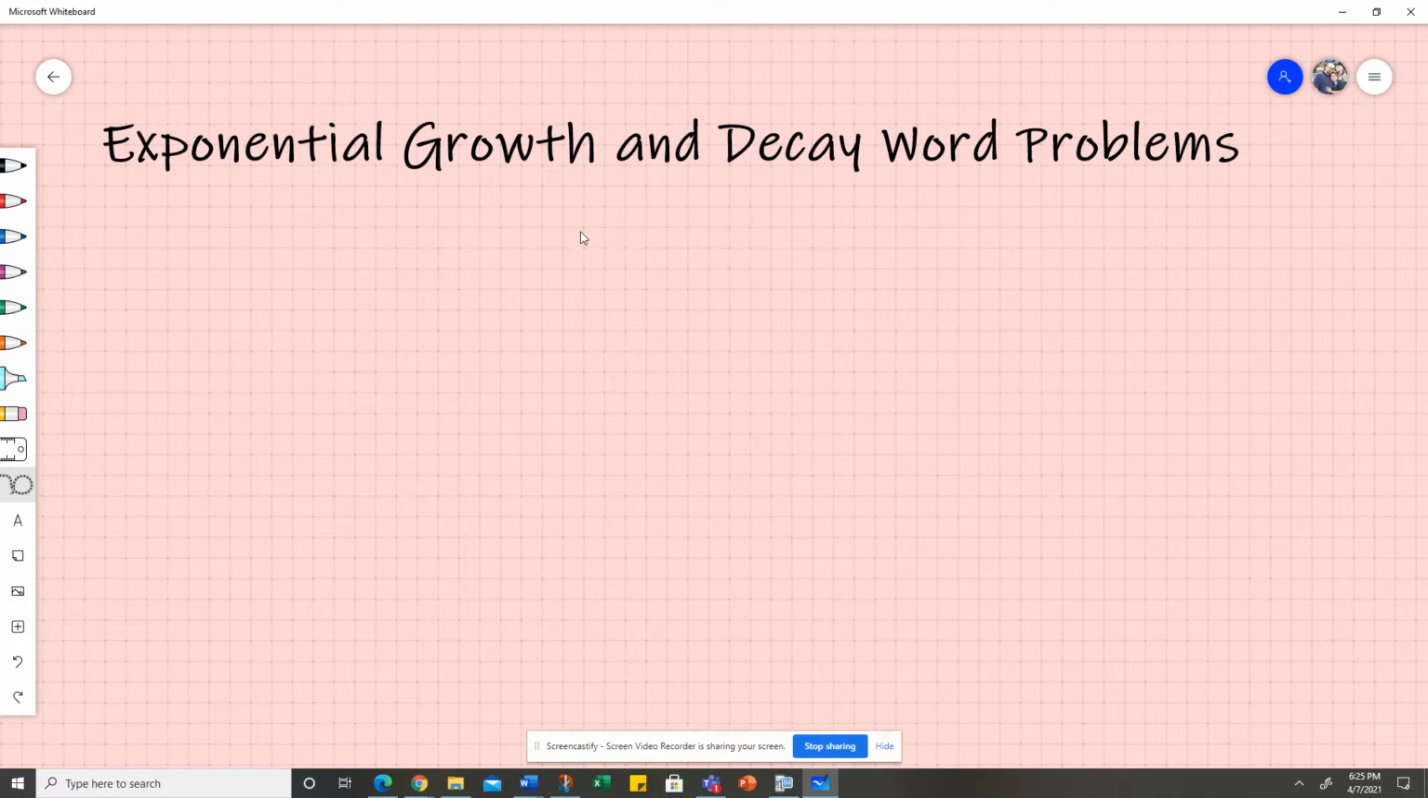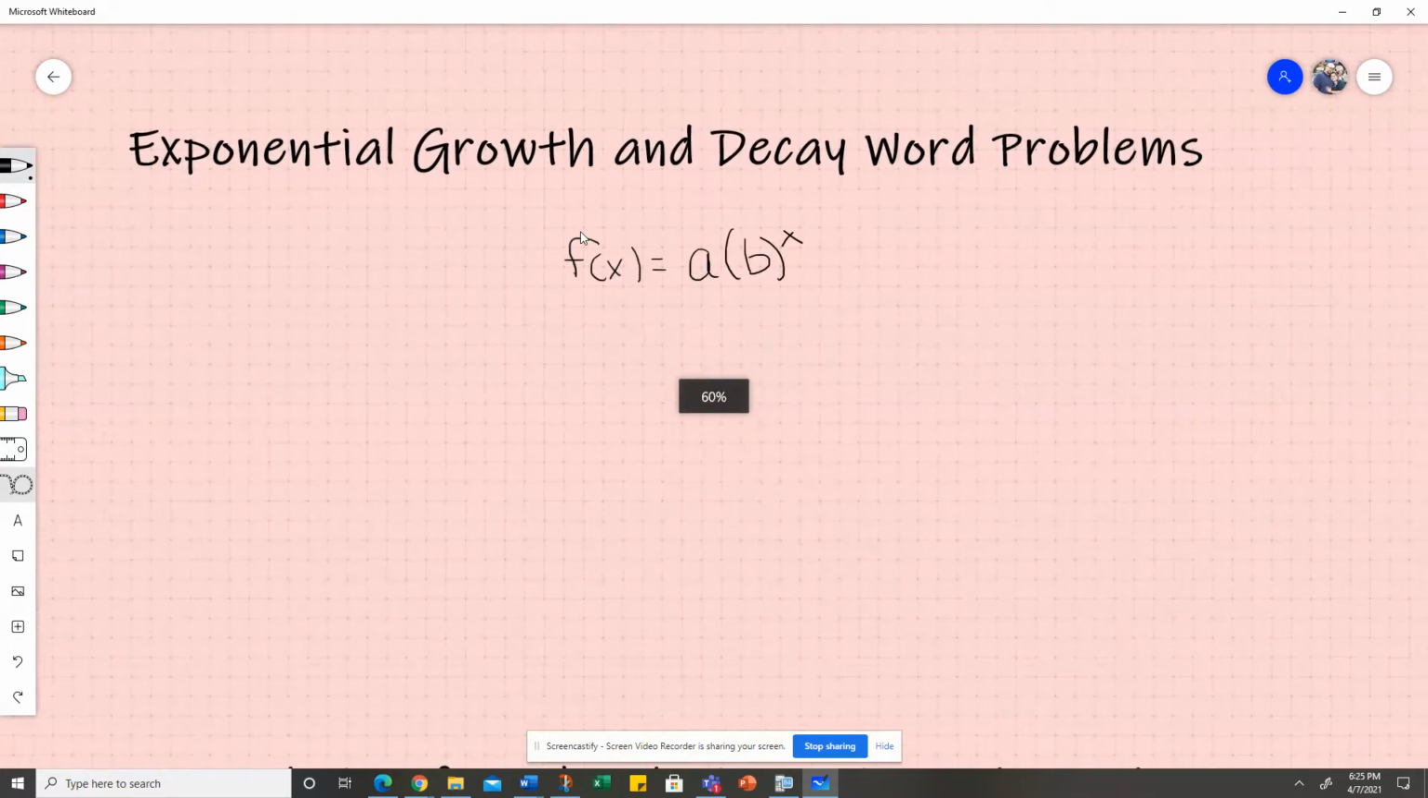f of x equals a times b to the x power. Now, it doesn't have to be f of x. You could put a y here instead, or you can change the name of the function to something else. But it's going to be a times b to the x power.